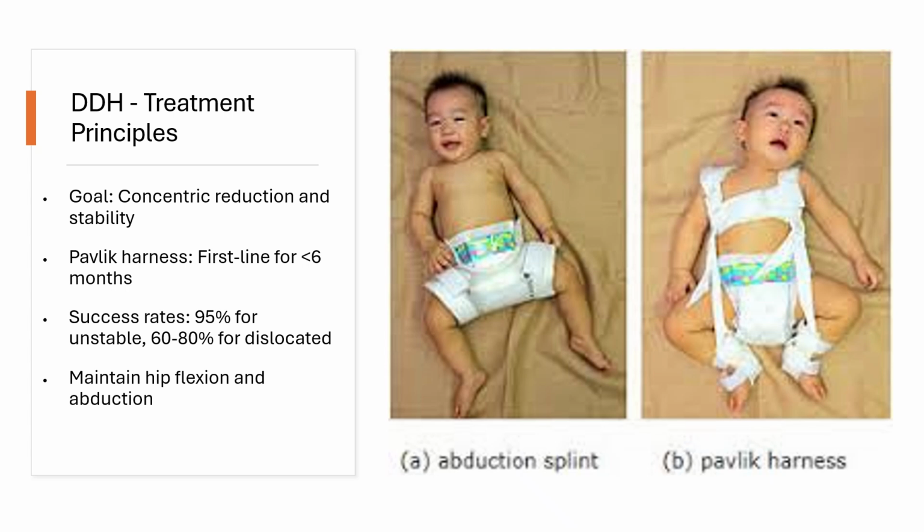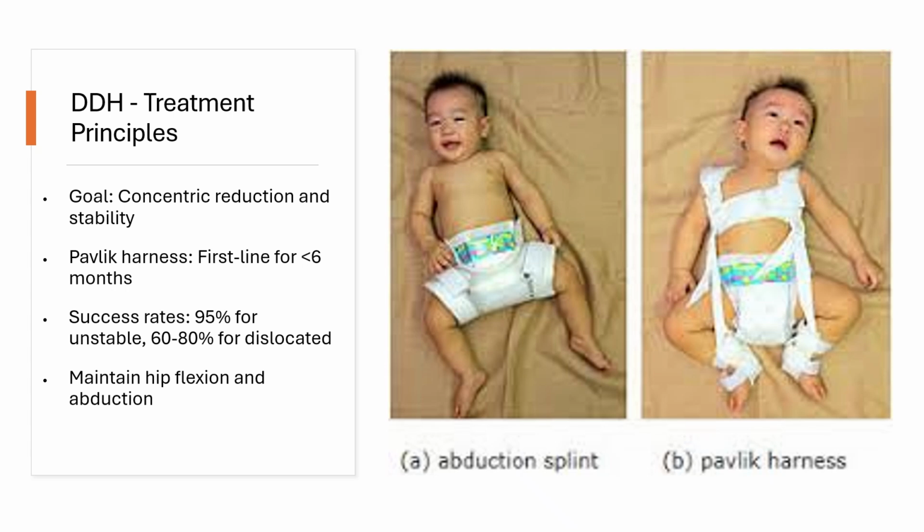The fundamental goal of DDH treatment centers on achieving concentric reduction, where the femoral head sits properly centered within the acetabulum, followed by maintaining stability until normal development occurs. Think of this as creating the optimal environment for the hip joint to develop normally. When the femoral head sits correctly positioned, it stimulates normal acetabular growth and depth.